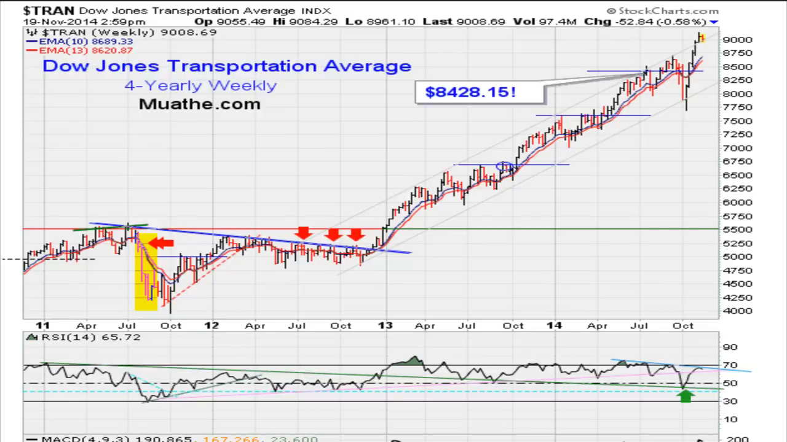Let's take a look at another example, which is the Dow Transports 4-year weekly chart. This one has been very good in telling us when to get back in the market on the long side ever since we had this breakout at the beginning of 2013. So, nice entry there. This breakout, we just need to extend, and we have been extending this line.